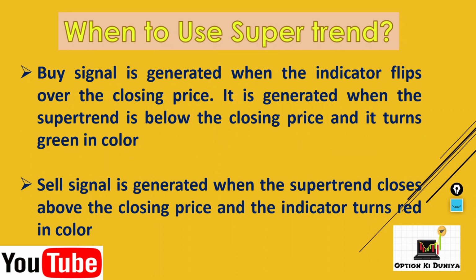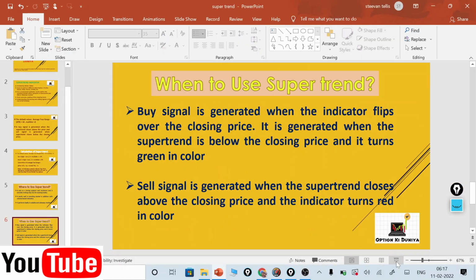When to use Supertrend? Previously I already said a buy signal is generated when the indicator flips over the closing price. It is generated when the Supertrend is below the closing price and it turns green in color. A sell signal is generated when the Supertrend closes above the closing price and the indicator turns red in color. Very easy to use. When I show you in a chart, practically we find it very simple to use. Even a child can use Supertrend.